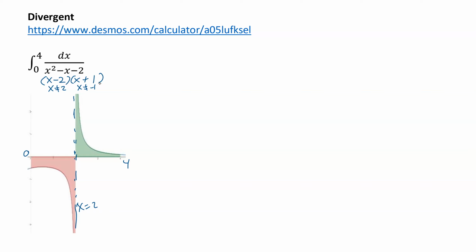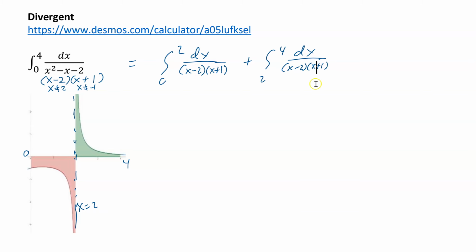So we have to split it. So we go integral from 0 to 2. I'm going to put it in the factored form now. Plus 2 to 4. So what we would have to do now is find the integral of this one, and then find the integral of this one, and then add them together. So let's start with the first one.